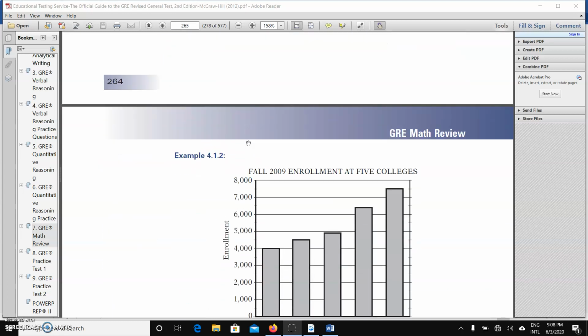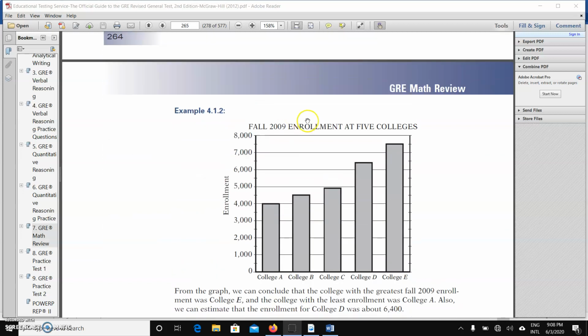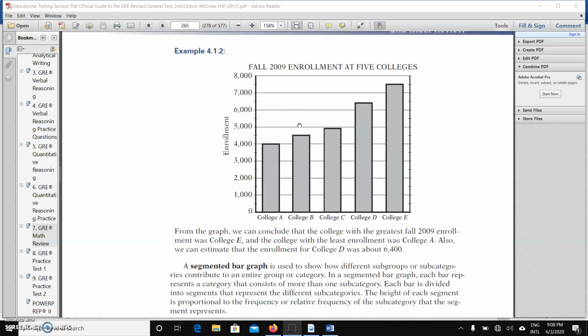And let me use this example. Look at this table. In the GRE, they're going to give you a lot of tables for you to interpret. They will ask questions on the table. They said, for 2009 enrollment at 5 colleges. These are the 5 colleges: college A, B, C, D, and E.